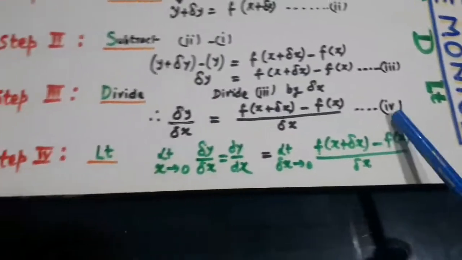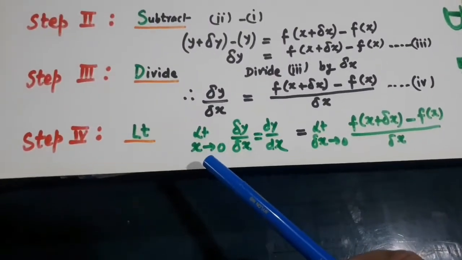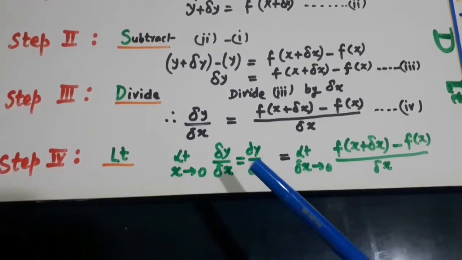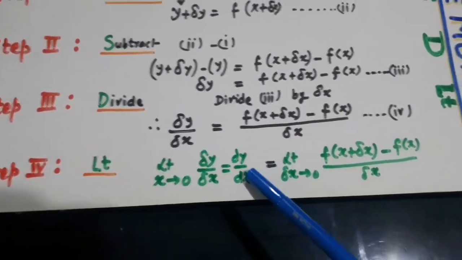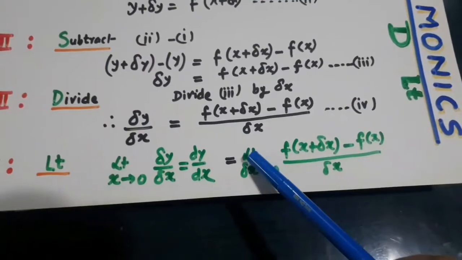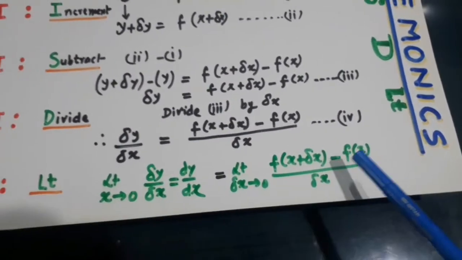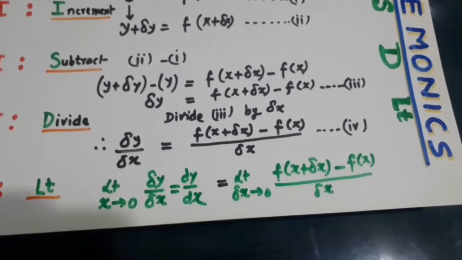L stands for limit. Take the limit. Delta x goes to 0. Delta y over delta x becomes dy by dx. So formula becomes limit delta x goes to 0, f of x plus delta x minus fx over delta x.